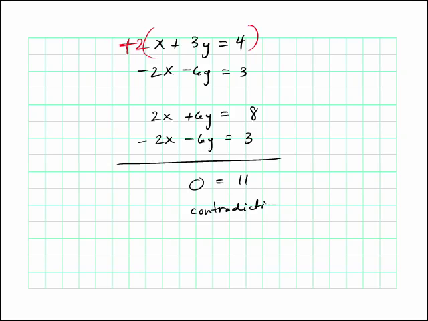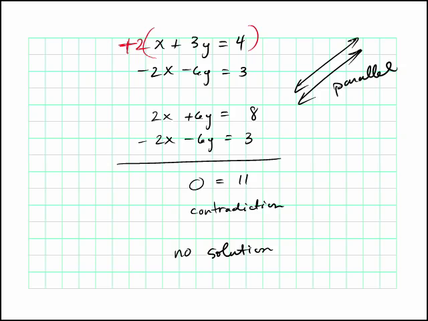And we learned earlier that if all the variables disappear and you end up with something which is obviously not true, this means that this system has no solution. In other words, those two lines, if you were to graph them, would be parallel. Parallel lines. One more example.